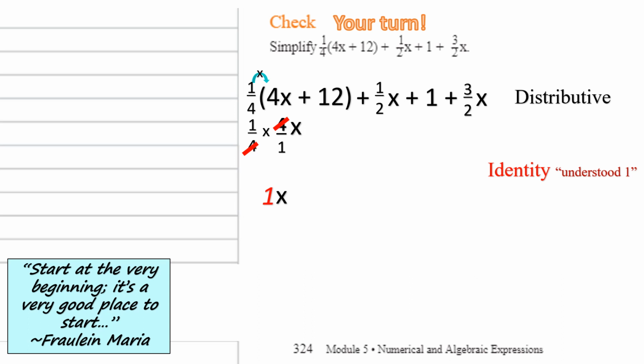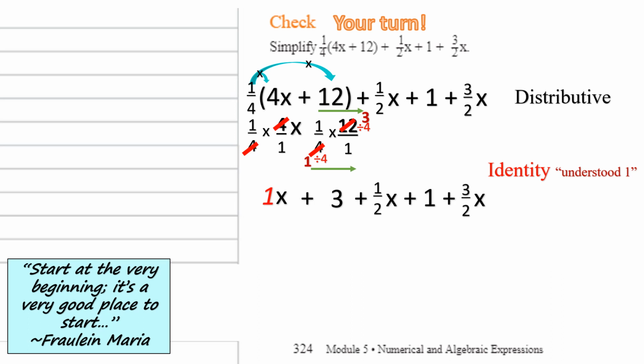And then I multiplied 1/4 and 12. I have to do the 12 over 1. I, once again, like to cross reduce. 4 will go into 4 once, and 4 will go into 12 3 times. And then I can multiply across, and I get 3 over 1, which is just 3. All right, keep my addition. And then I bring down the 1/2 x, plus the 1, plus the 3/2 x.